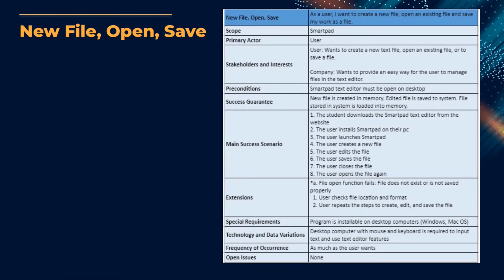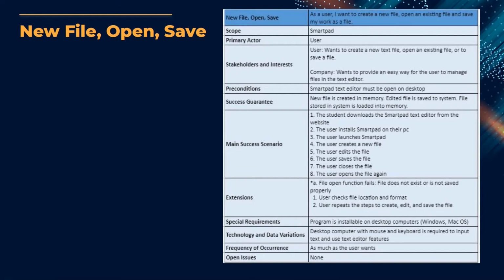And then for extensions, the file open function could fail. The file does not exist or is not saved properly. The user checks the file location and format. The user repeats the steps to create, edit, and save the file. And special requirements: the program is installable on desktop computers, including Windows and OS X.